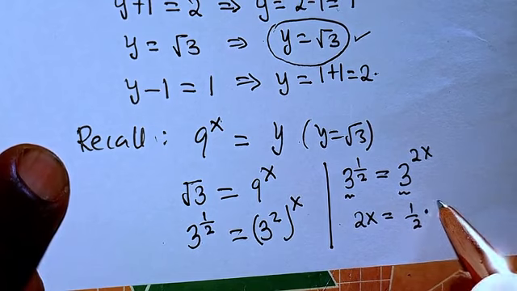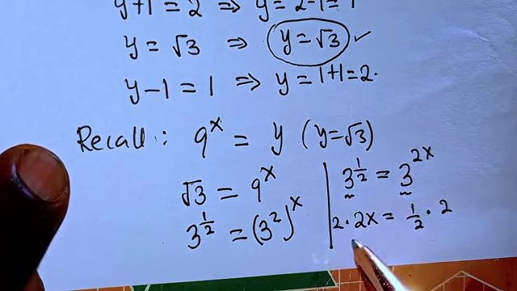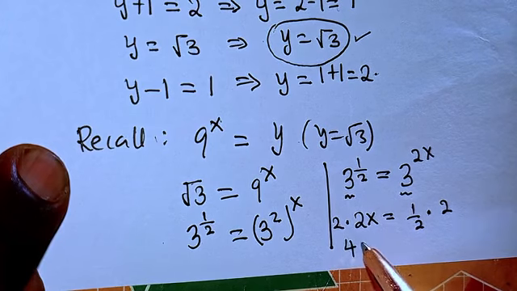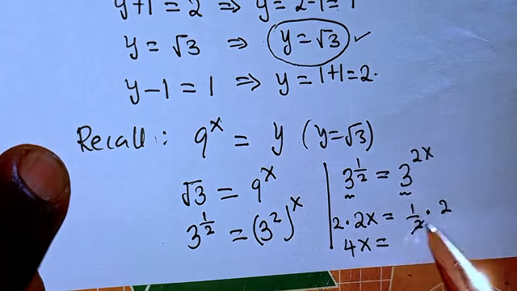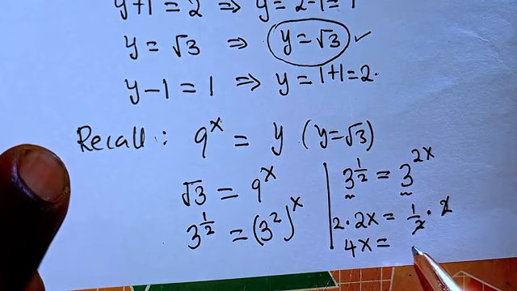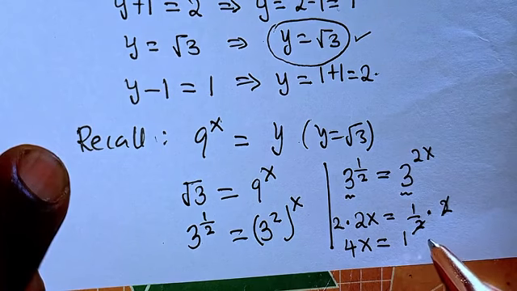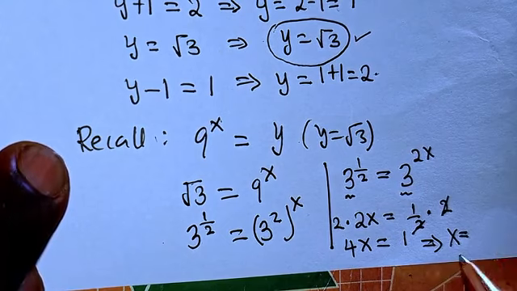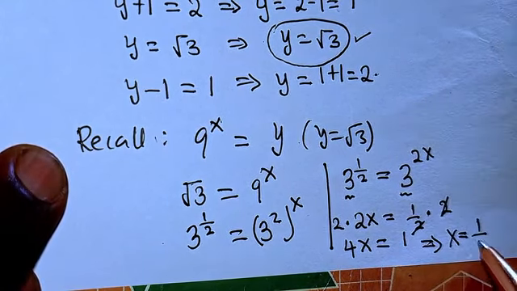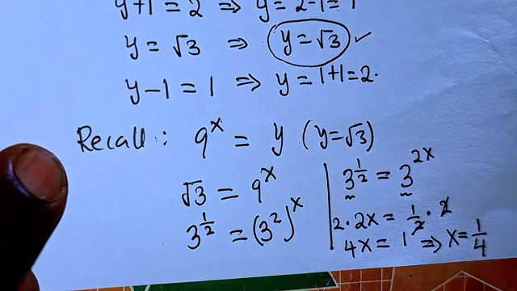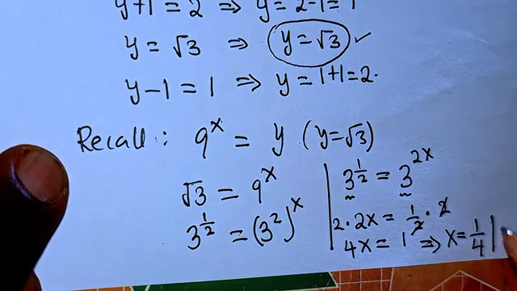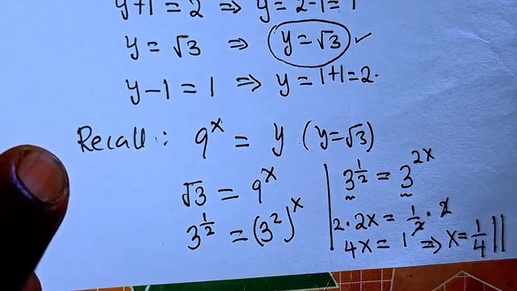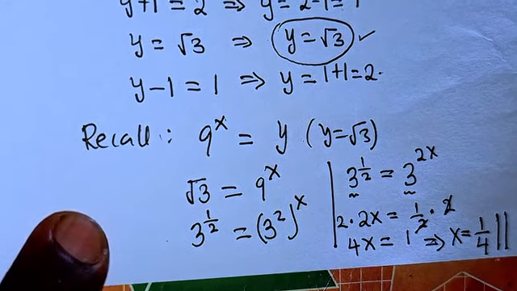If you multiply both sides by 2, we're going to have 4x equals 1, since we cancel this. So at the end of the day, this implies that x equals 1 over 4, right? So we have the solution to be 1 over 4, and that's the value of x.